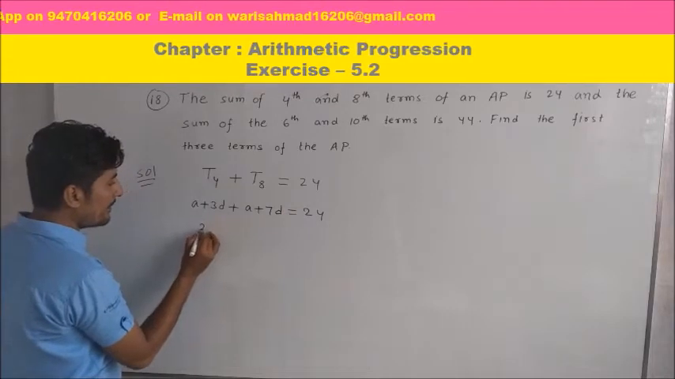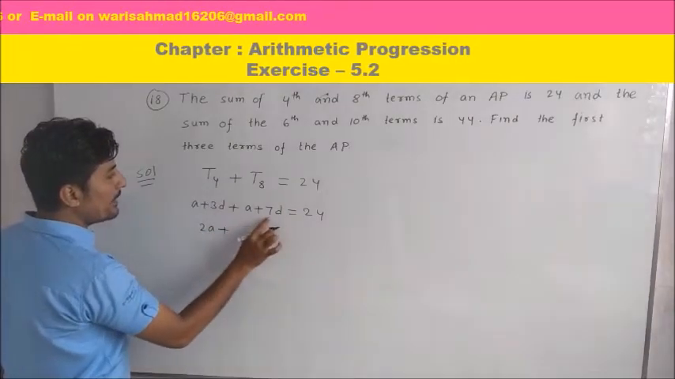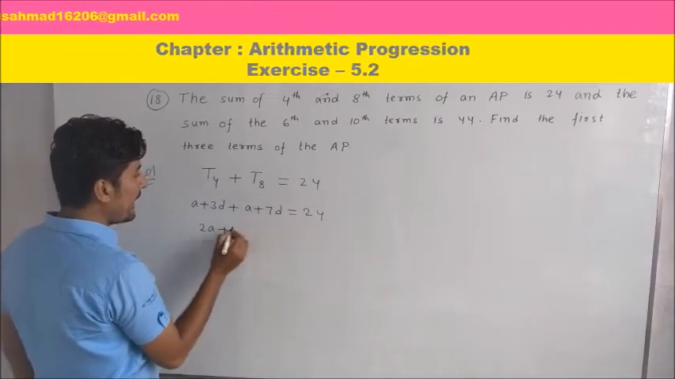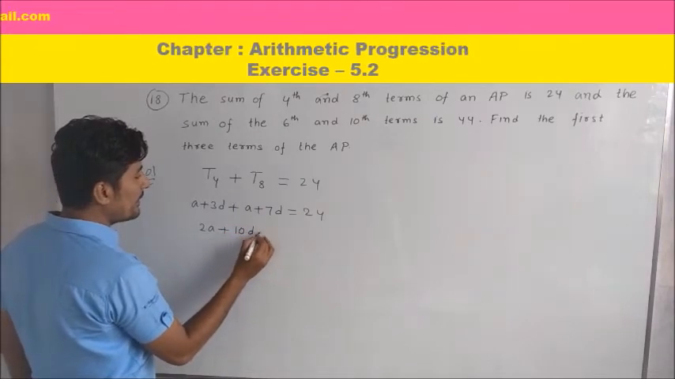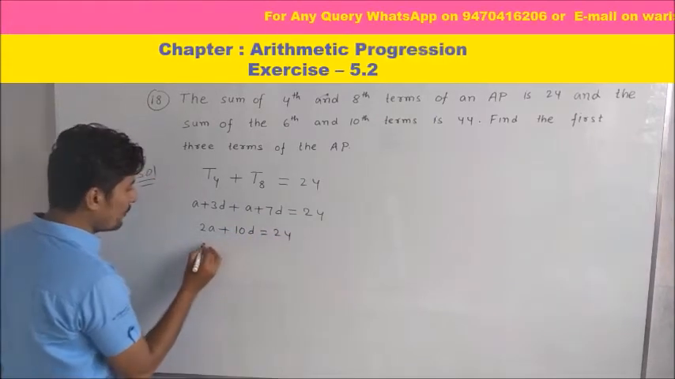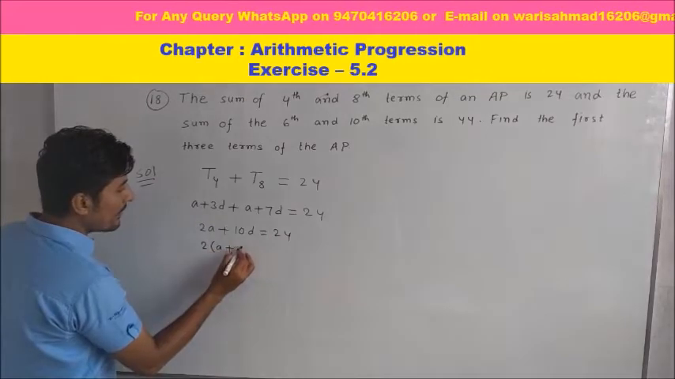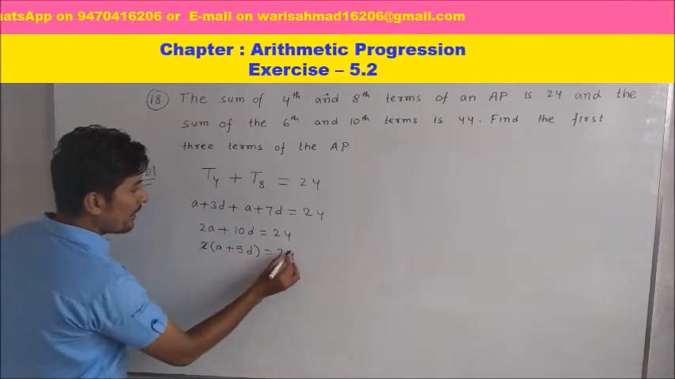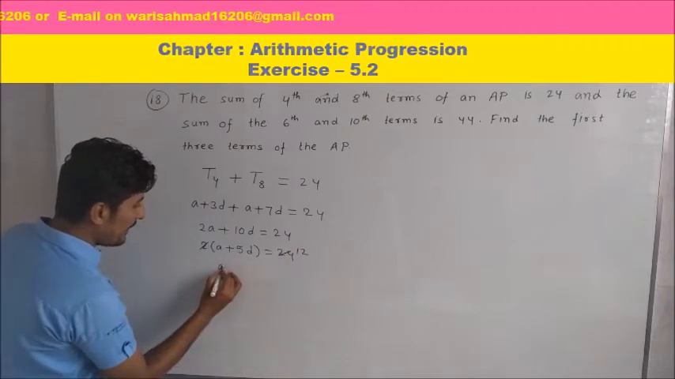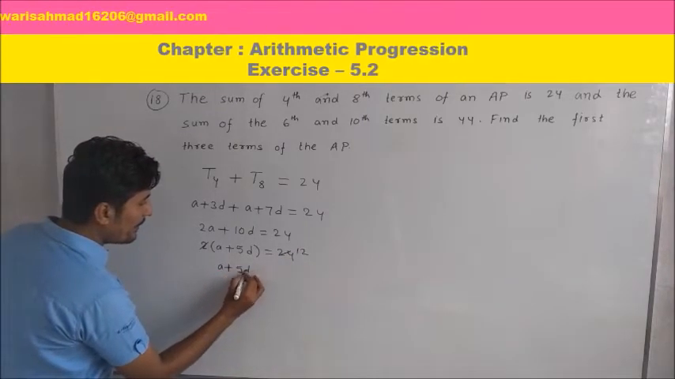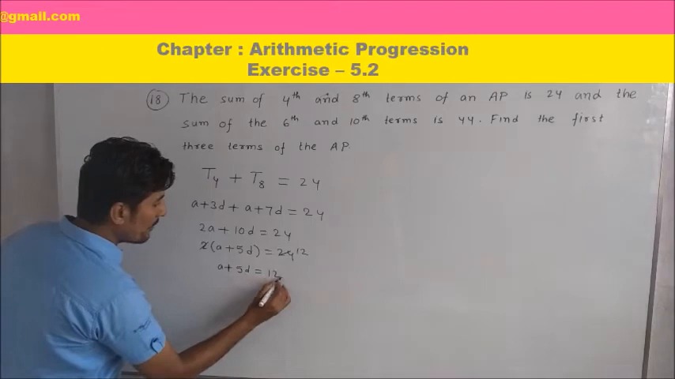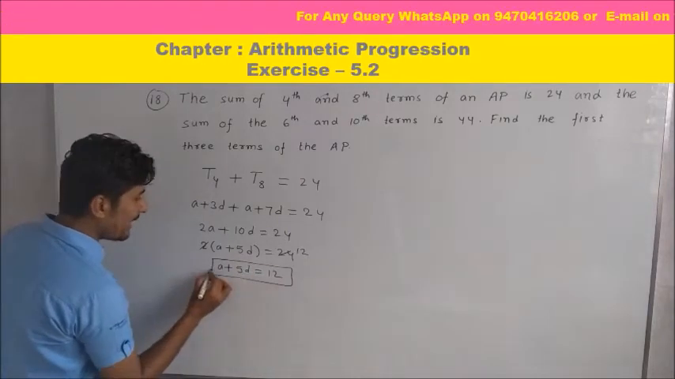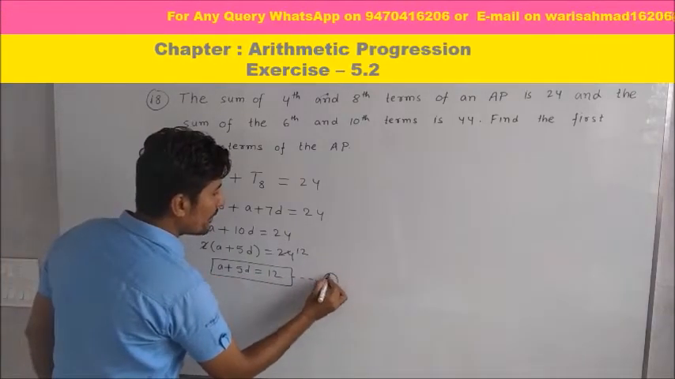A plus A can be written as 2A, plus 3D plus 7D can be written as 10D, equals 24. 2 we can take as common. A plus 5D is equal to 12. And finally we can write A plus 5D is equal to 12. So this can be equation number 1.